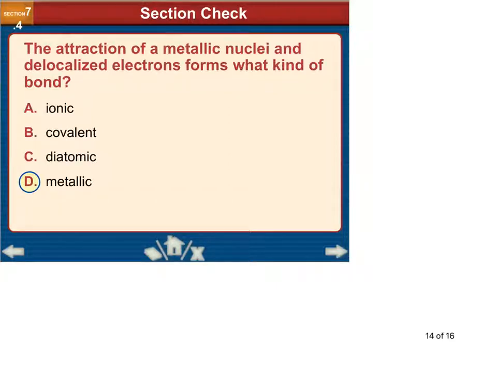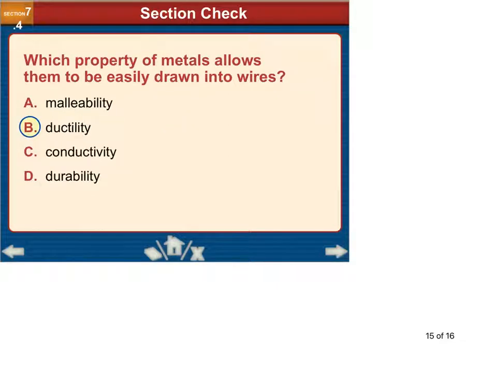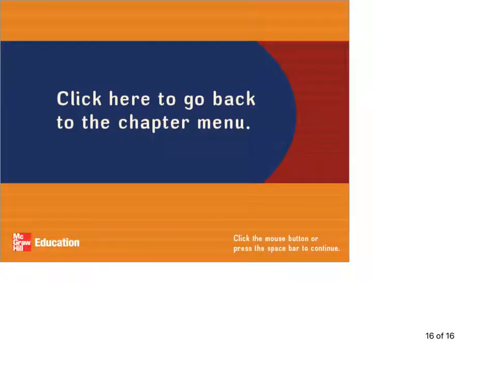And a couple of review questions. The attraction between a metallic nuclei and delocalized electrons forms a metallic bond. That was just our definition for metallic bond. And the definition for ductile: it allows the metal to be drawn into wires.